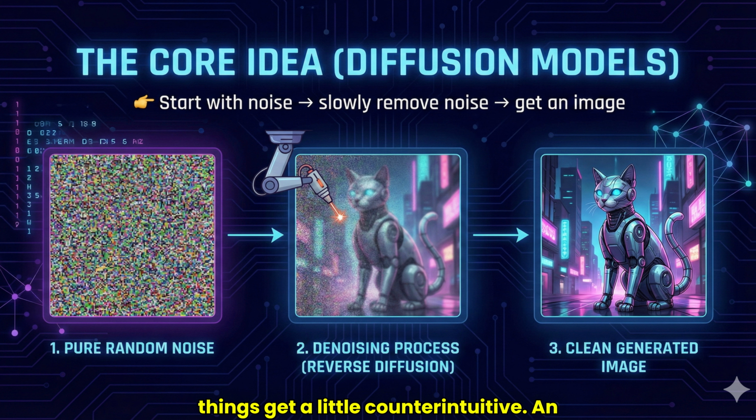Now, this is where things get a little counterintuitive. An AI image generator doesn't work like a painter on a blank canvas. No, instead, it starts with a canvas that's already full of random static, just pure staticky noise. From there, its job is to meticulously sculpt an image by removing that noise, step by tiny step, until a clear picture finally emerges from the chaos.